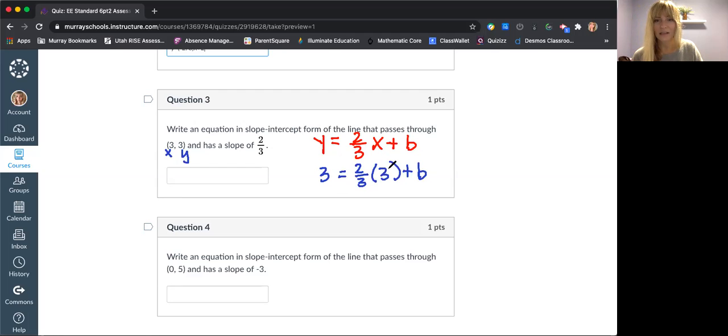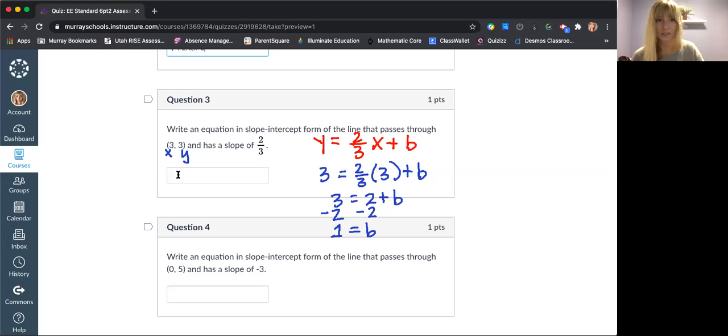Now the 3's are going to cancel, or remember how we've talked about in the videos, just divide by the bottom and times by the top. Don't let the fraction freak you out. Divide by the bottom, times by the top. 3 divided by 3 is 1, times 2 is 2. Now I'm going to solve for b, minus 2 from both sides, and I get b equals 1.